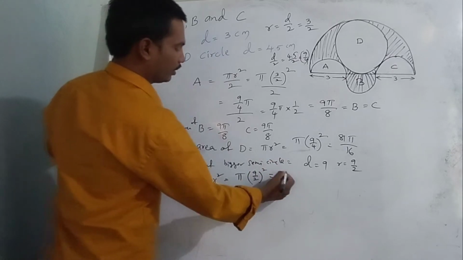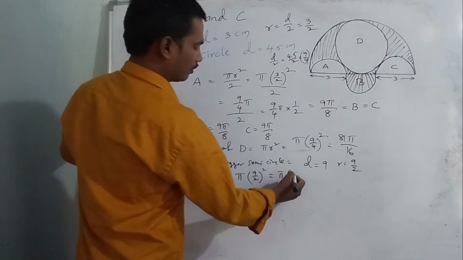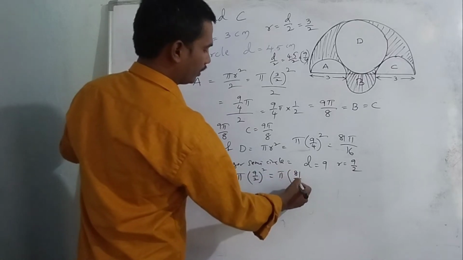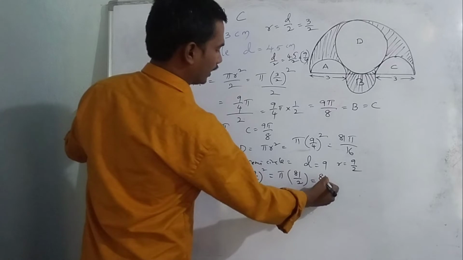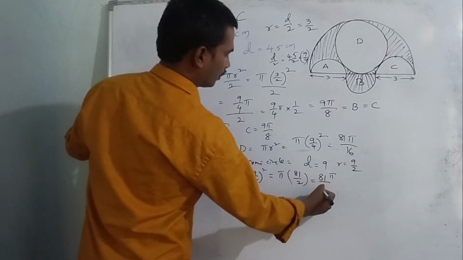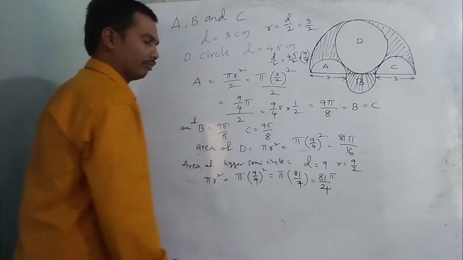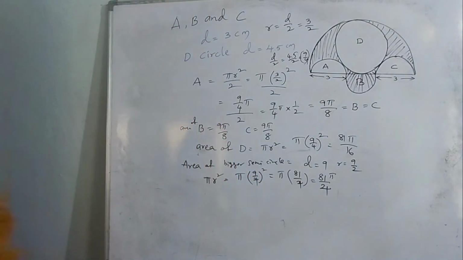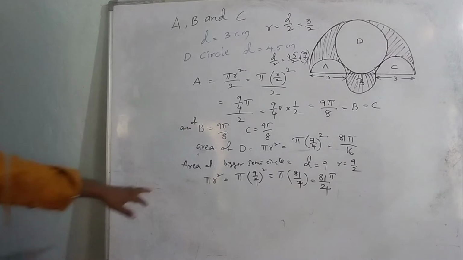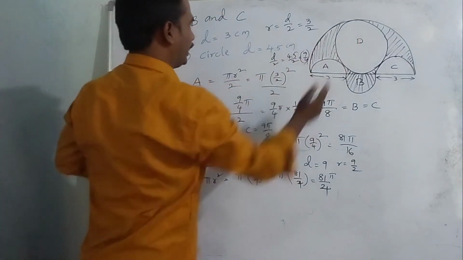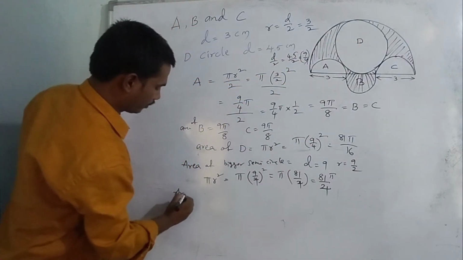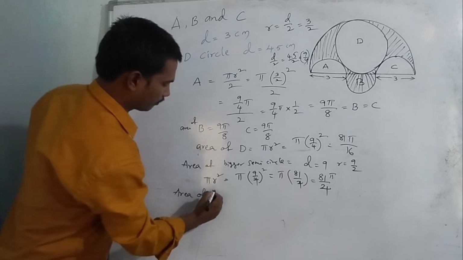Then the pi value: 9 9s are 81 by 2 square, which is 4. So the answer is 81 by 4 pi, 81 by 4 pi. Now the final area of the shaded region.